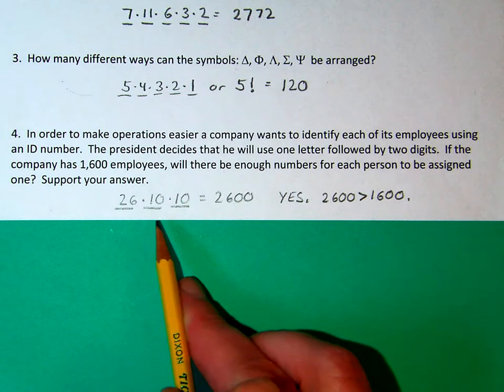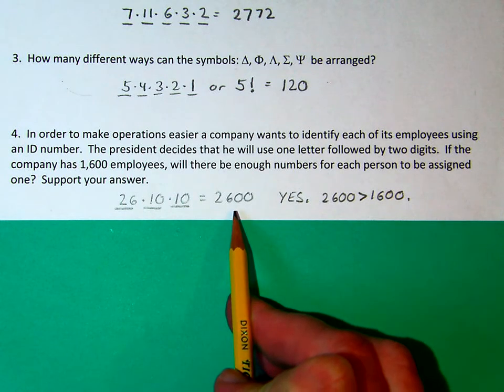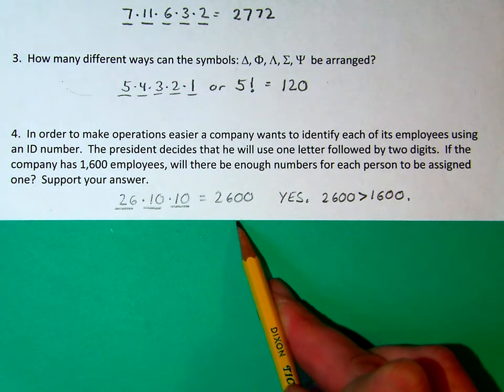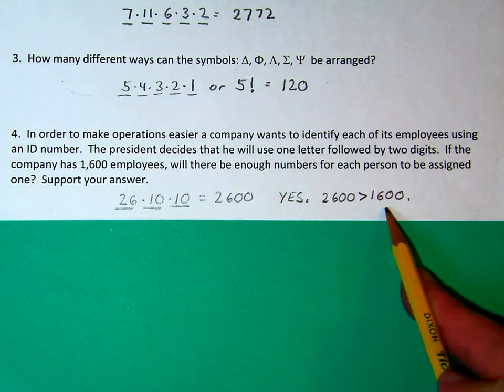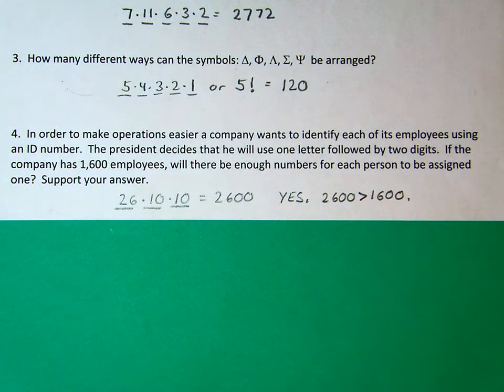So 26 times 10 times 10 is 2,600. So yes, there will be enough IDs for every employee to have 1, because the 2,600 IDs is more than the 1,600 employees that this company has.